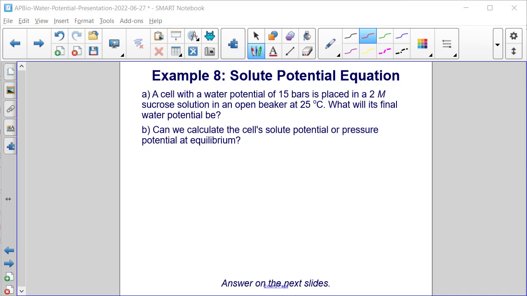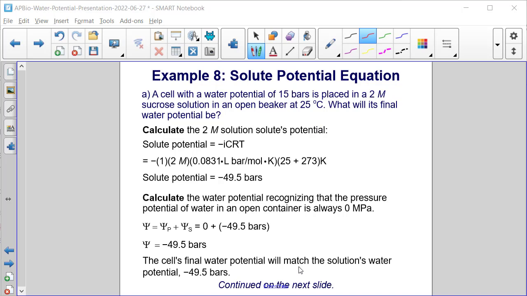Example 8, solute potential equation. A cell wall with a water potential of 15 bars is placed in a 2 molar sucrose solution in an open beaker at 25 degrees Celsius. What will its final water potential be? And B, can we calculate the cell's solute potential or pressure potential at equilibrium? Okay, so in part A, we're asked, what will its final water potential be?